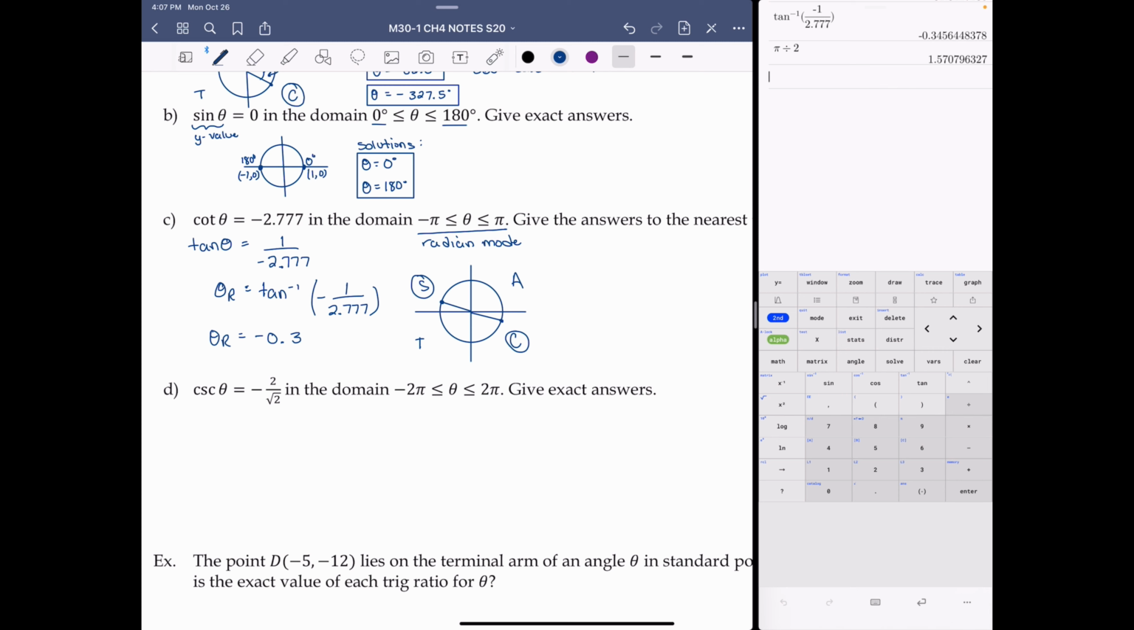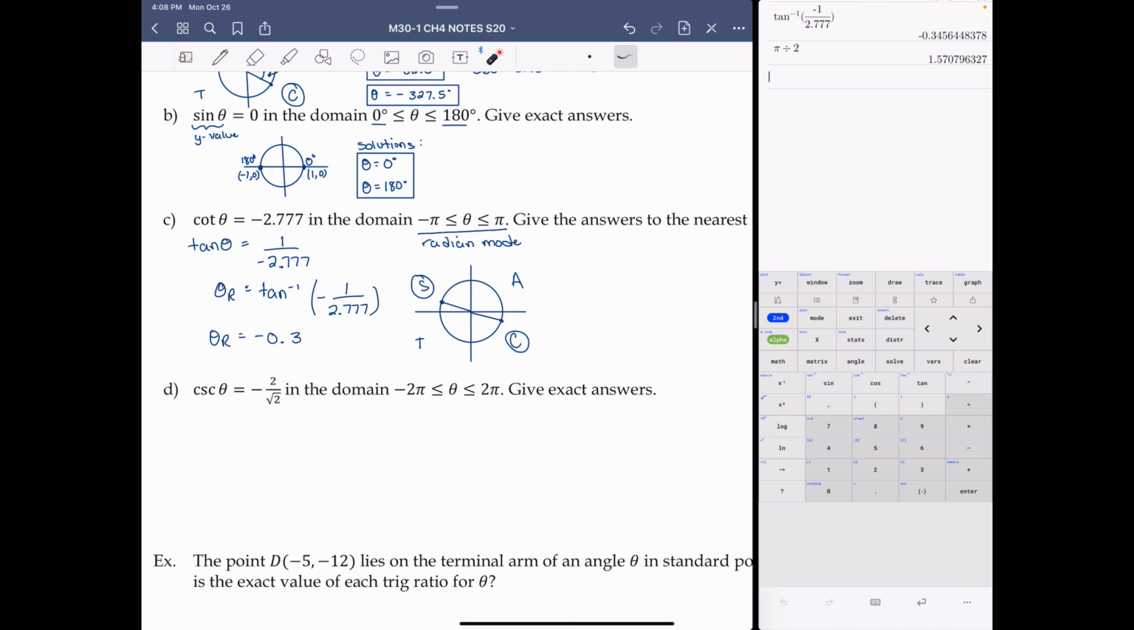negative 0.3. Then our domain for theta is that theta is greater than or equal to negative pi and less than or equal to pi. That means we can go half a rotation in the negative direction, and that's it. So there's only one possible angle there, which is this one, and we can go half a rotation in the positive direction, and there's only one possible angle, which is there.